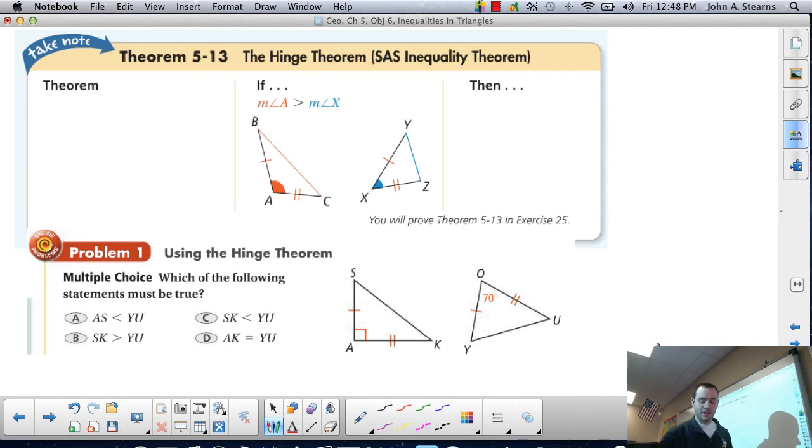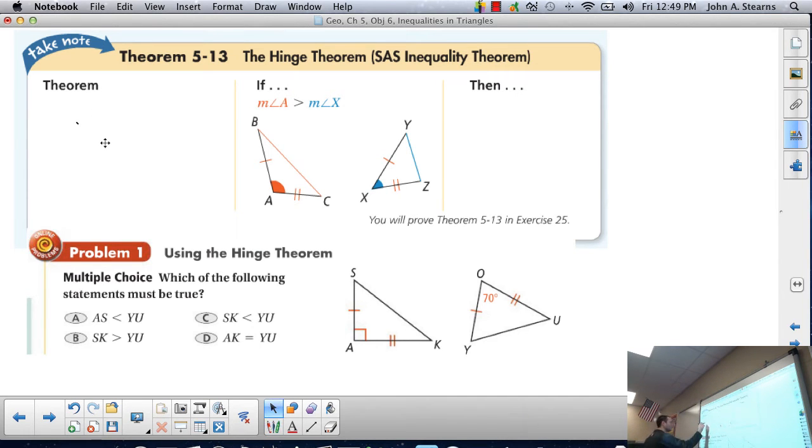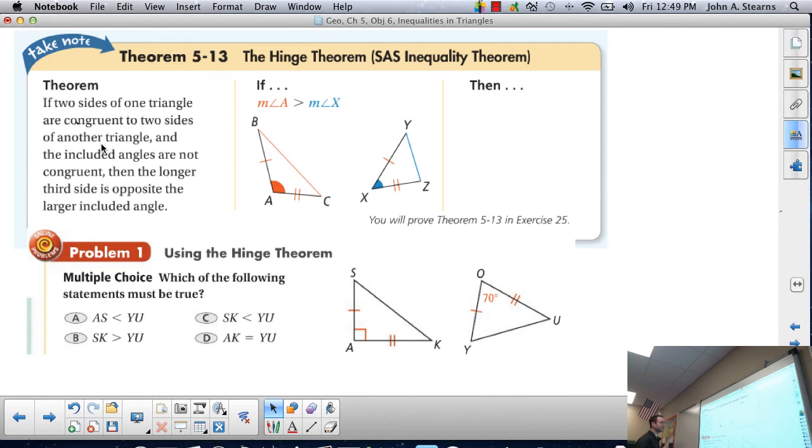Okay, the next thing we're going to look at is called the hinge theorem. The hinge theorem relates inequalities in two different triangles rather than inequalities in the same triangle. So the theorem in word form looks like this: if two sides of one triangle are congruent to two sides of another, and the included angles are not congruent, then the longer third side is opposite the larger included angle.